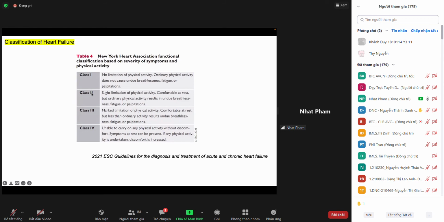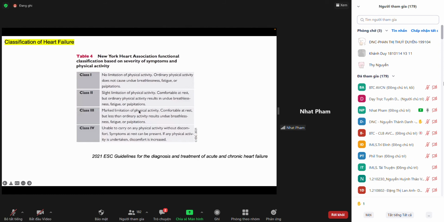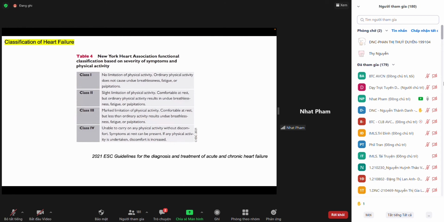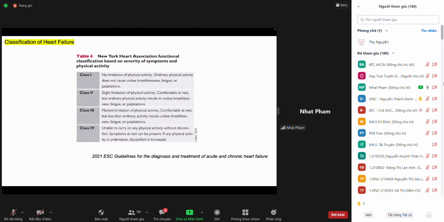For class 2, we can have a slight limitation of physical activity, comfortable at rest. For class 3, there is a marked limitation of physical activities, comfortable only at rest, but less than ordinary activities cause symptoms. And class 4, the patient is unable to carry on any physical activities. So this is one of the classifications of heart failure.